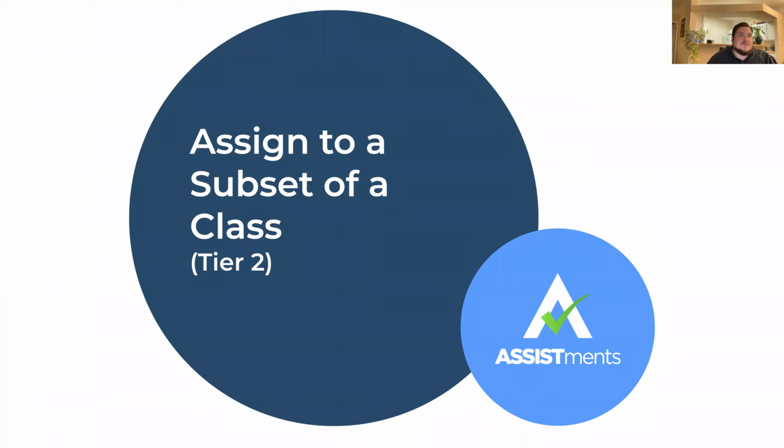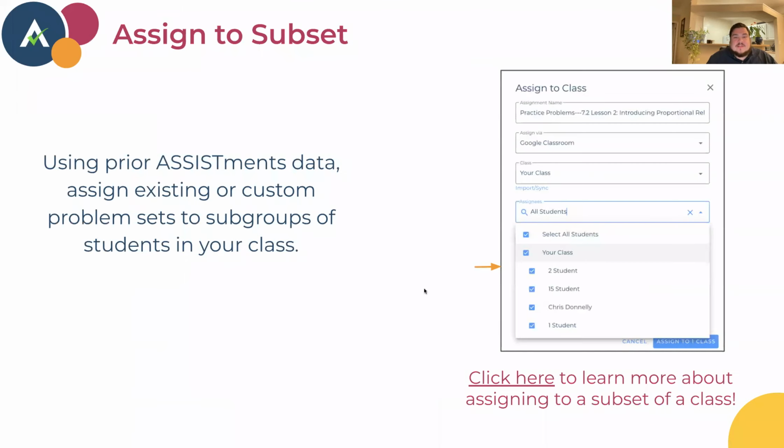When I was a teacher in the classroom, I had students that covered probably 6 different grade levels plus, and that's being conservative. And so there are often going to be times where differentiating for students means that you have some students doing one thing and you have other students doing another. And so we have this feature of assigning to a subset of a class. And so you might use your ASSISTments data to decide that you want to assign to a specific subgroup of students in your class. And so I'm going to show you what that looks like.